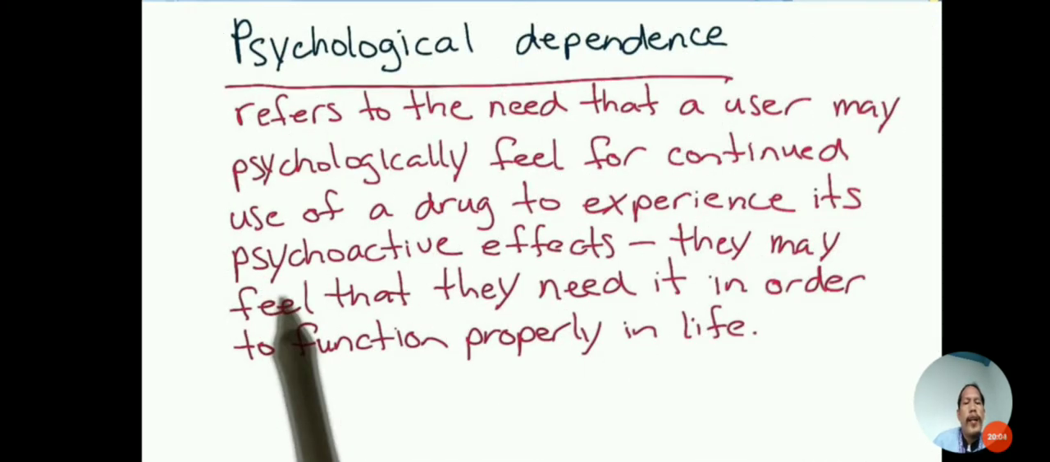In psychological dependence for drug addiction, certain psychoactive drugs cause a change to the body chemistry when taken frequently in large doses over a period of time. It also refers to the need that the user may psychologically feel for the continued use of the drug to experience its psychoactive effects, feeling that they need it in order to function properly in life. Why? Because the body begins to need it as much as it needs food. However, these kinds of dependence can lead to drug addiction. However, not all drug abusers are drug addicts.